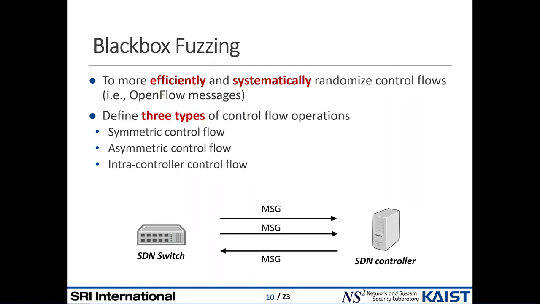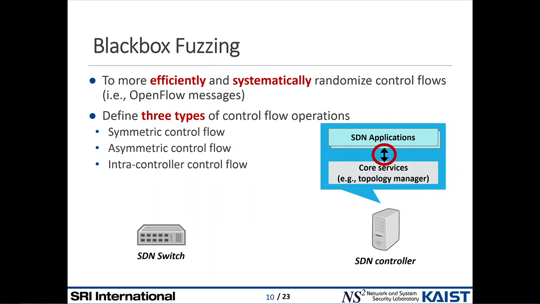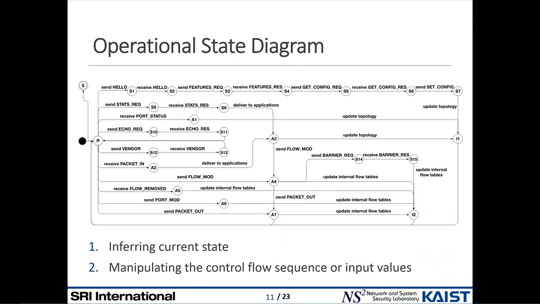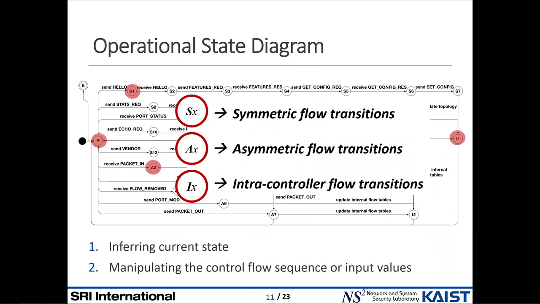Another type of control flow is the asymmetric control flow, which is a unidirectional message. Lastly, we have the intra-controller control flows, which are actually OpenFlow related API call chains between SDN applications and core services provided by the controller. So leveraging the three types of control flows, we derived an operational state diagram of a typical SDN controller as shown in this figure. So in this diagram, a state labeled R stands for ready state to receive or send control messages, and the other states are labeled in accordance with the type of control messages.